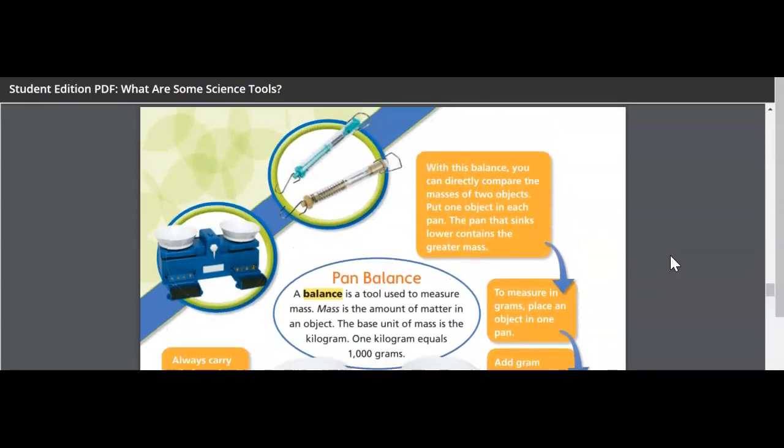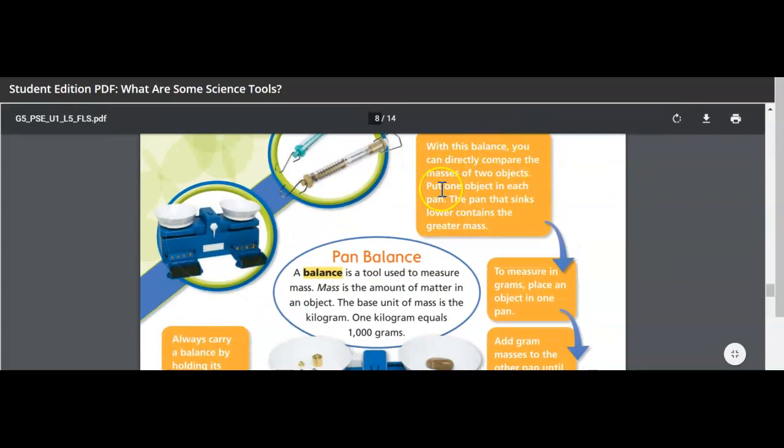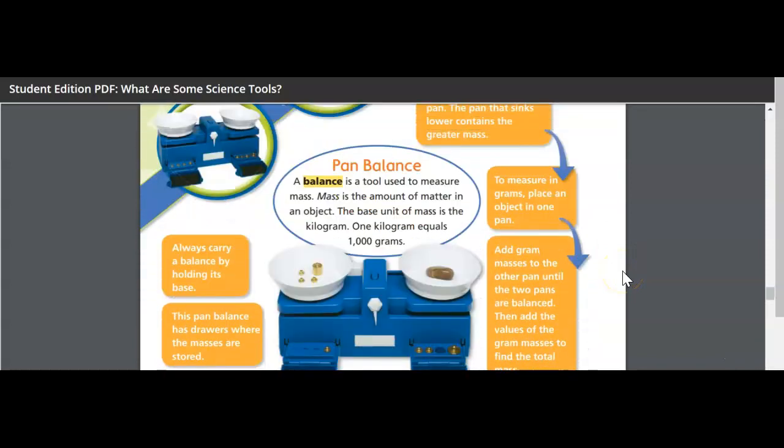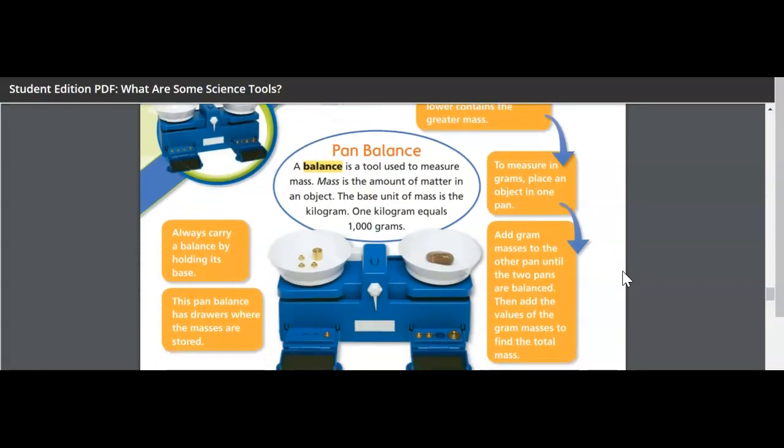So let's look at this. With this balance, you can directly compare the masses of two objects. Put one object in each pan, right? One pan on each side. The pan that sinks lower contains the greater mass, like a scale, you know. The one side that's heavier dips lower. To measure in grams, place an object in one pan. Add gram masses to the other pan until the two pans are balanced. Then add the values of the gram masses to find the total mass.